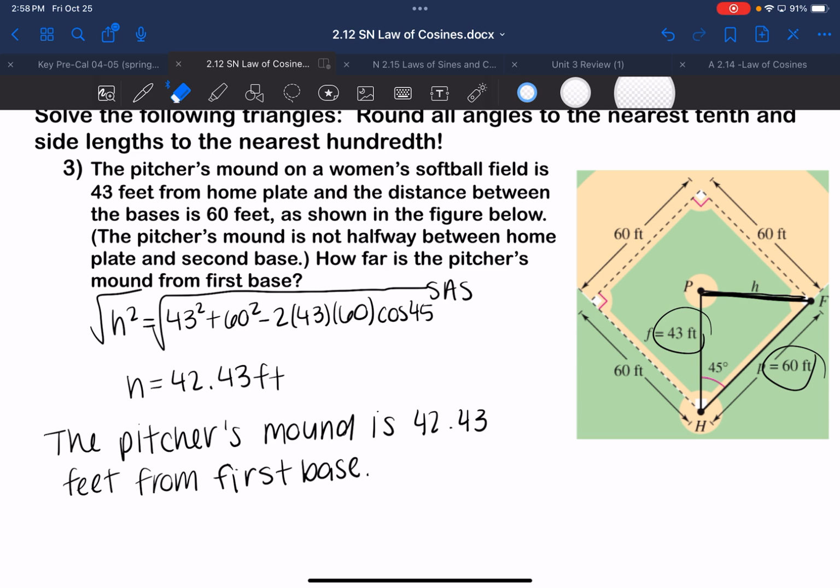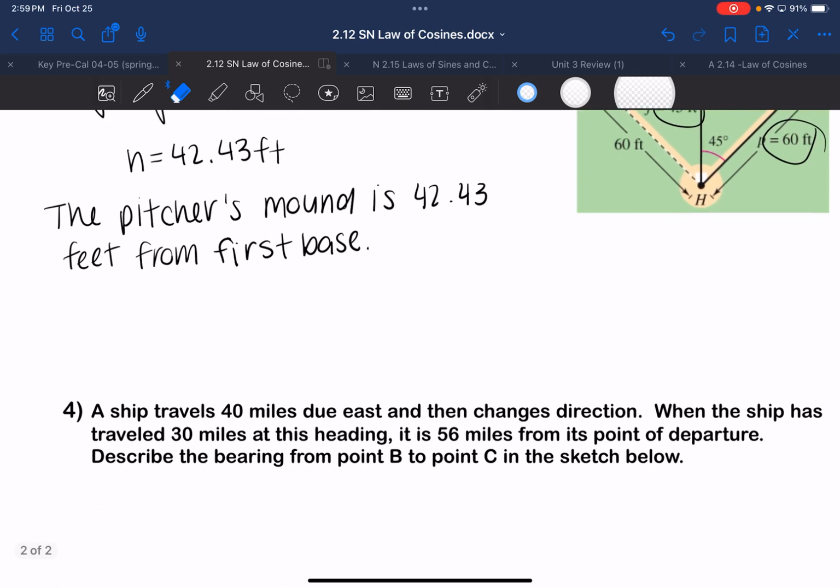Square root of, we've got, are you in the right mode? 43 squared plus 60 squared minus 2 times 43 times 60 cosine of 45. Oops. Cosine of 45. Okay, I don't know. That's weird. It's really big. Yeah, that is strange. Okay. All right. Last one.